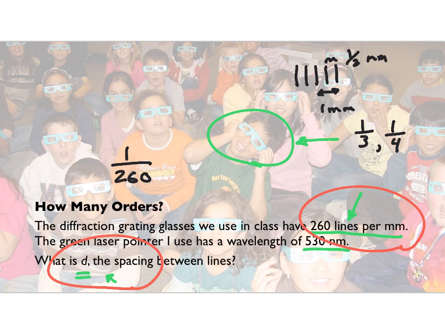Now notice, that's 1/260 of a millimeter, the quantity, not 1/260 millimeters. That's going to be some inverse length. I don't know what that means. So it's 1/260th of a millimeter. And of course, I could convert that into a decimal.